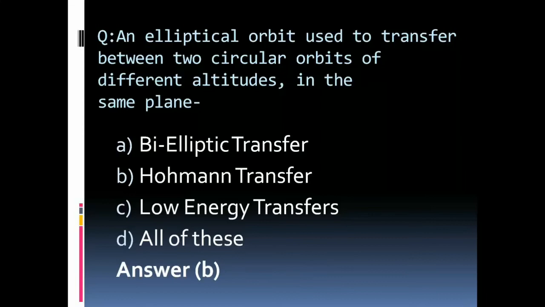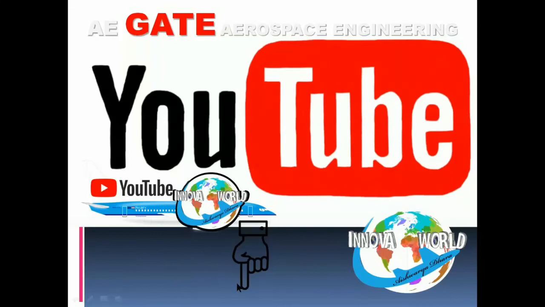Next comes an elliptical orbit used to transfer between two circular orbits of different altitudes in the same plane. So here you need an energy transfer. Among these, this phenomenon or mechanism is called a Hohmann transfer, or Hohmann energy transfer. The option is option B.